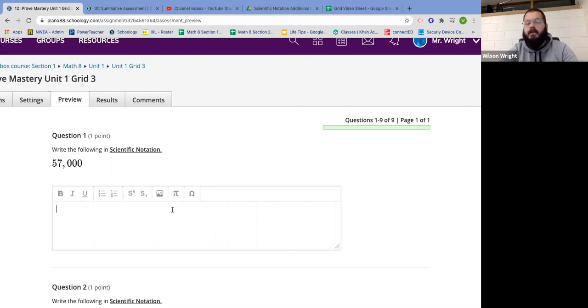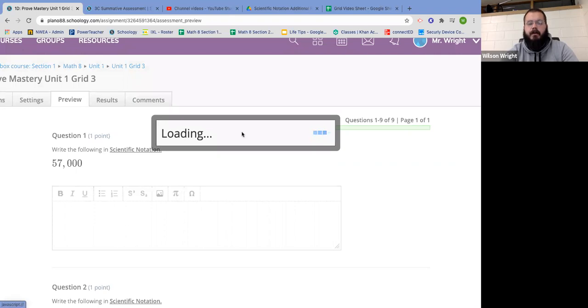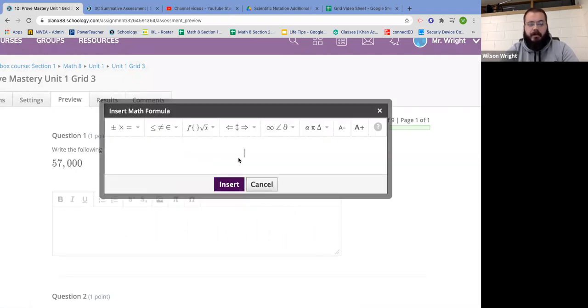So this is just a fake problem that I made up. It's not actually one of your quiz questions, so it's not going to help you in that way. But the first and the best way to do this, and the way we would like you to do it, is to use this equation button. So if we click the equation button, then Schoology will start thinking and eventually load up this page. Within this page, you can type any sort of equation you can think of.